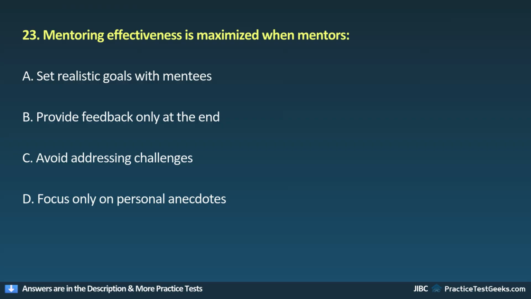23. Mentoring effectiveness is maximized when mentors A. Set realistic goals with mentees. B. Provide feedback only at the end. C. Avoid addressing challenges. D. Focus only on personal anecdotes.